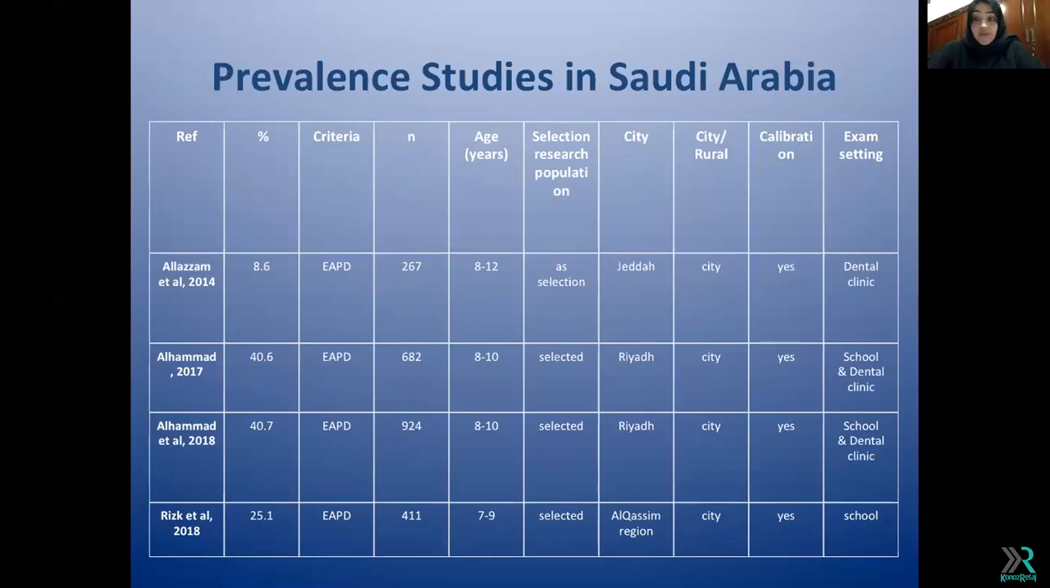Applying these differences to the studies conducted in Saudi Arabia, we find that the prevalence ranges from as low as 8.6% to as high as 40.7%. All the studies used the criteria of the European Academy of Pediatric Dentistry. The sample size also varied from as low as 267 to almost 1,000. The age in years also varies. Some of them selected the population, others did not. All the studies were conducted in cities. The study of Rizq et al. was conducted in 7 cities in the Al-Qasim region. All of them calibrated the examiners. And regarding the examination setting, some were conducted in schools, in the dental clinic, or both.